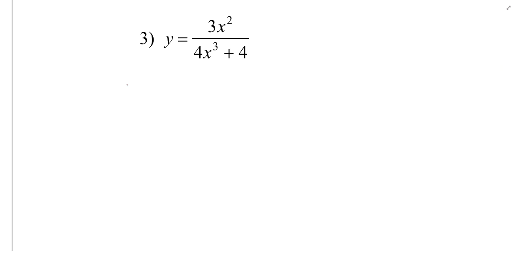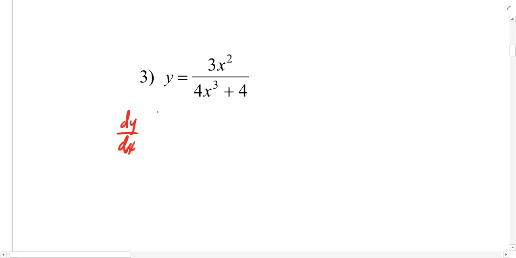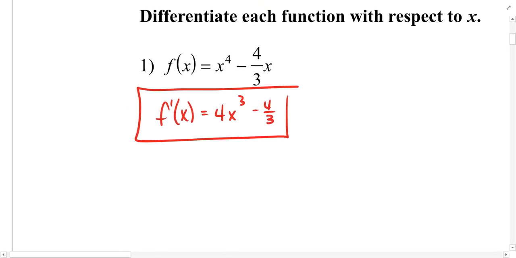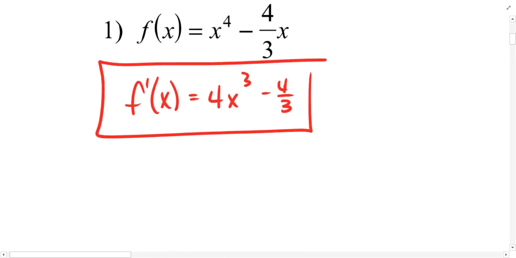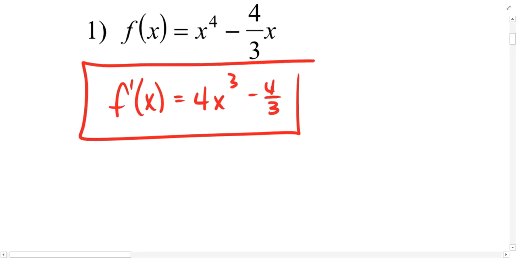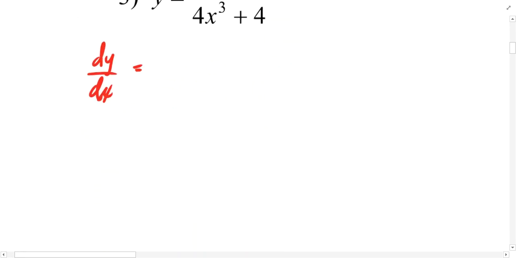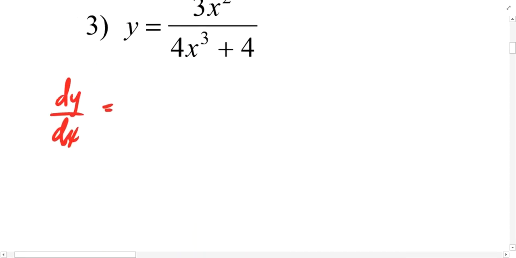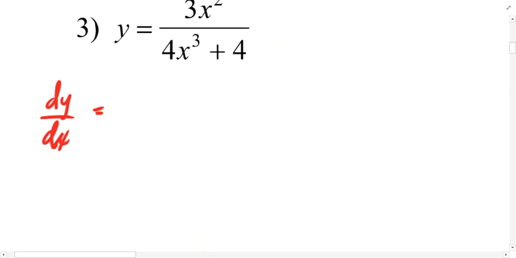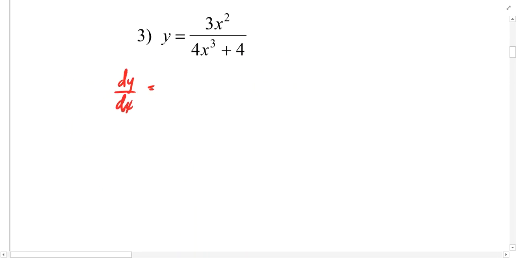For a problem like number 3, I see that we would need the quotient rule here. And you may notice my derivative notation, I'm switching back and forth between Leibniz and Lagrange. Typically when I see a problem originally written in function notation, I'll use Lagrange notation. And if I see an equation written in traditional y equals notation, then I'll use Leibniz notation for my derivative.